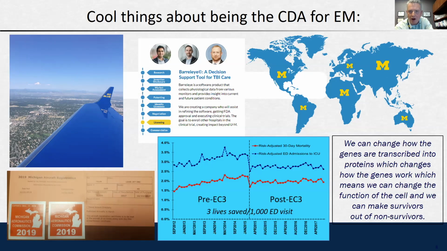I think this quote on the bottom is one of the things that makes me most happy. "We can change how the genes are transcribed into proteins, which change how the genes work, which means we can change the function of the cells and make survivors out of non-survivors." Hassan Alam is a trauma surgeon here, but we do some collaborative work. He actually said that in one of the meetings that we were in, and I'm like, this is why I come to work, because we make survivors out of non-survivors.